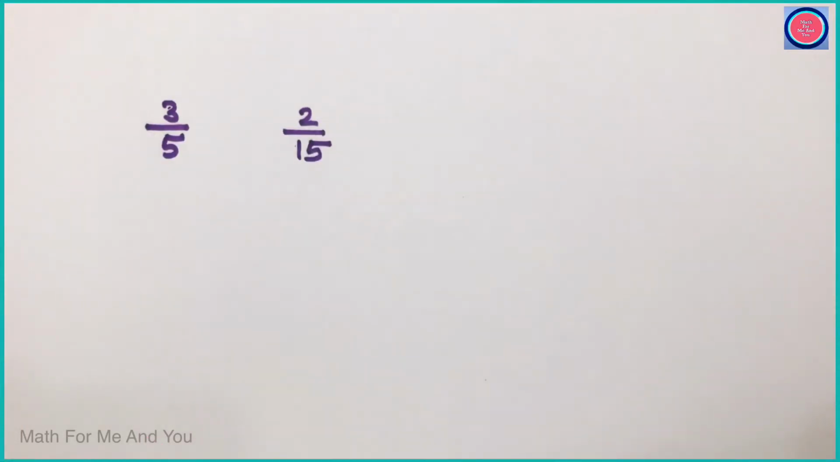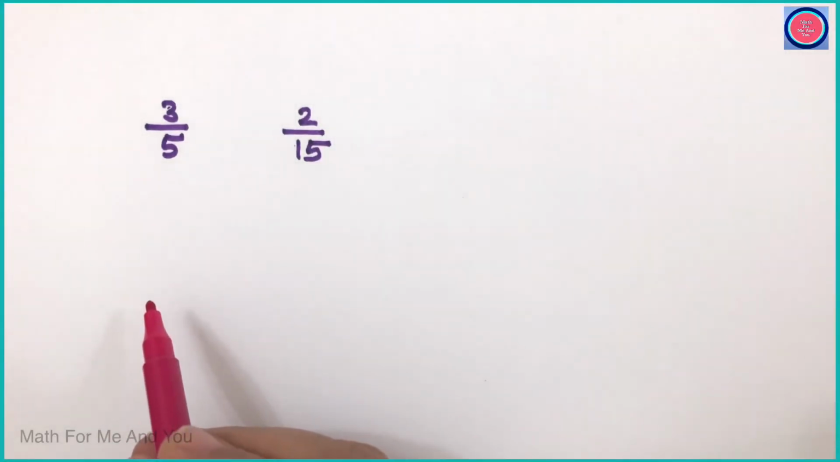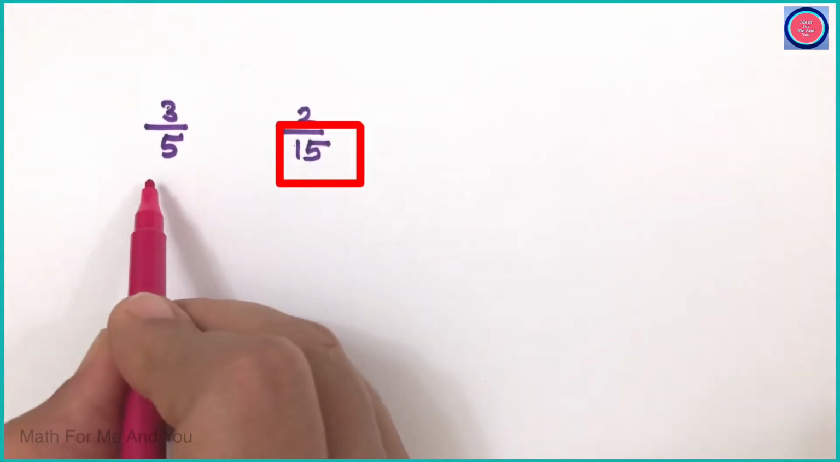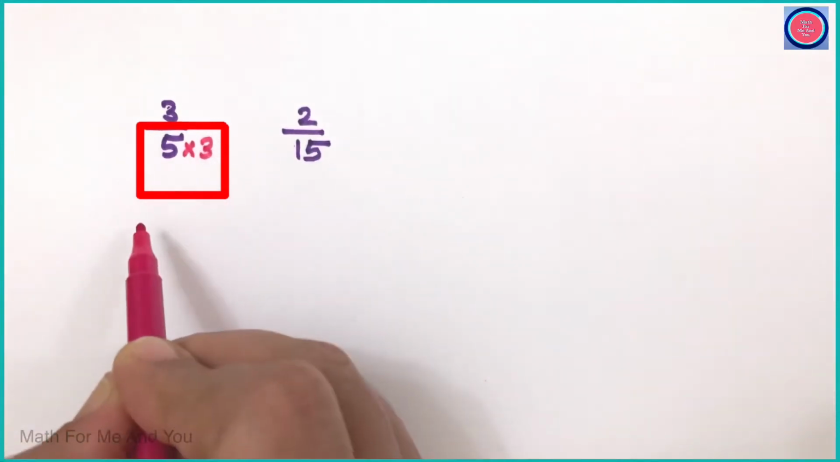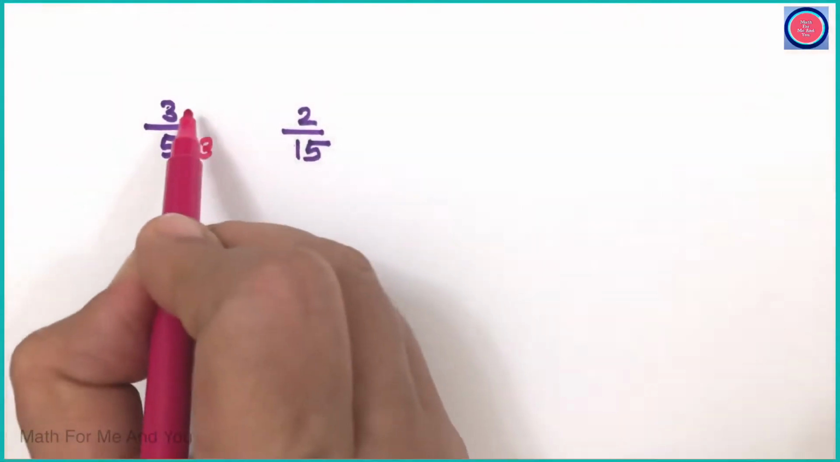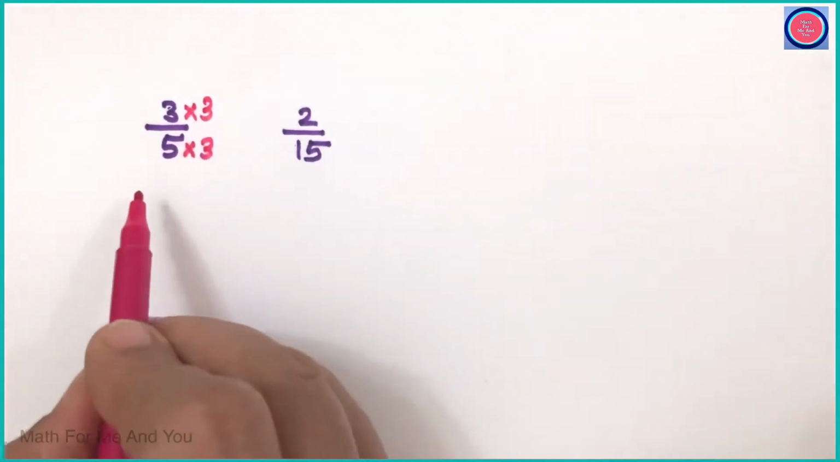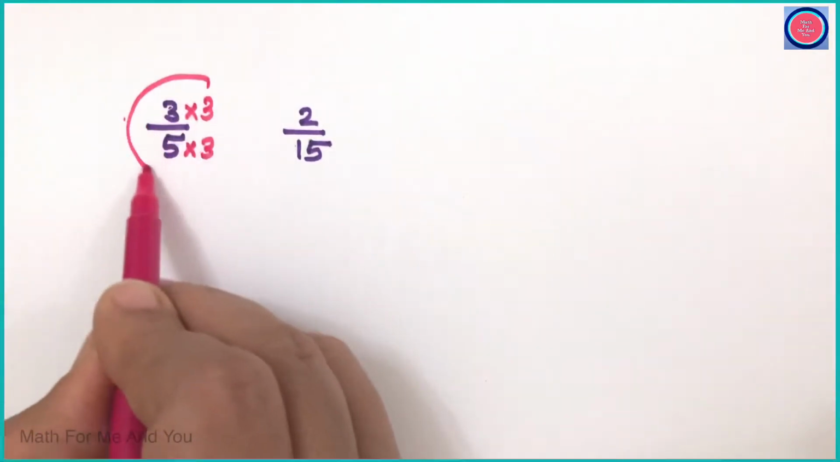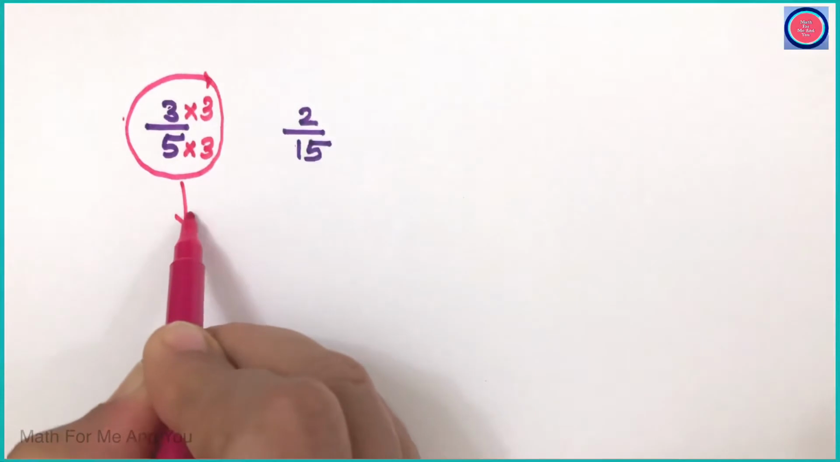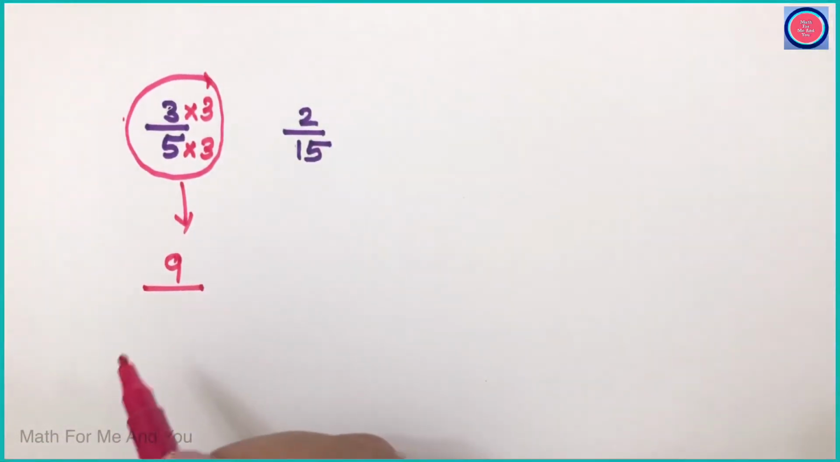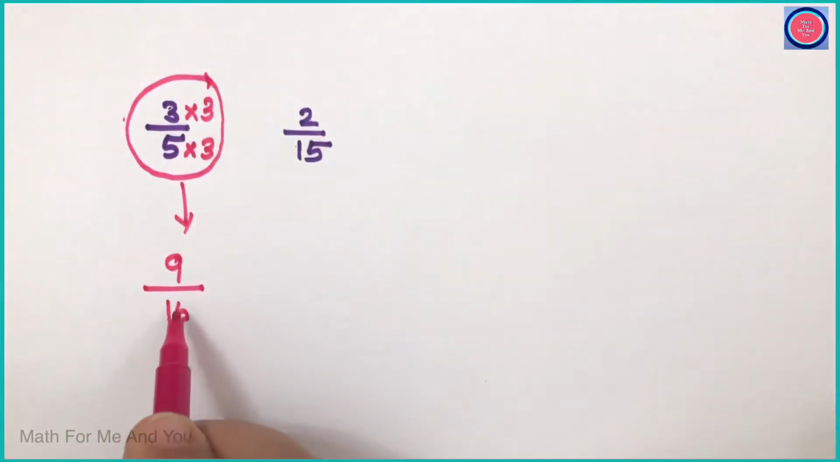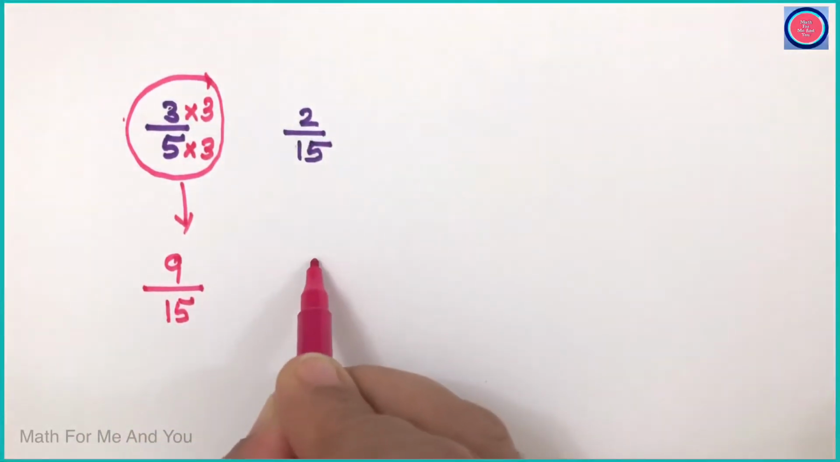See these two fractions. 3 over 5 and 2 over 15. 5 and 15 are the denominators. The big number 15, when we look, it's a multiple of 5. 5 times 3 we get 15. So we multiply 5 times 3. And the same thing, do it up for the numerator. Multiply with 3. Then we get a new fraction. Its numerator is 3 times 3, 9. And 5 times 3, 15, the denominator. The second fraction, we write same. It is 2 over 15.